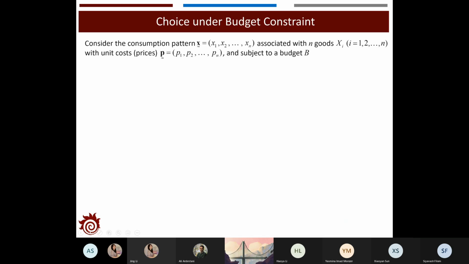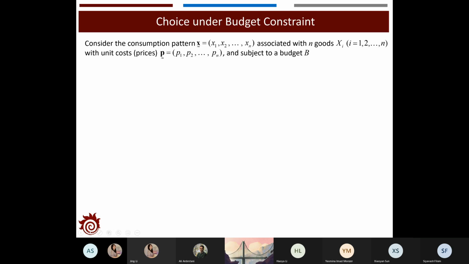And now we need to consider another constraint, which would be budget constraint. Budget constraint is very important in the economic theory. We always need to think about what's the budget we can use for the products to purchase those products.